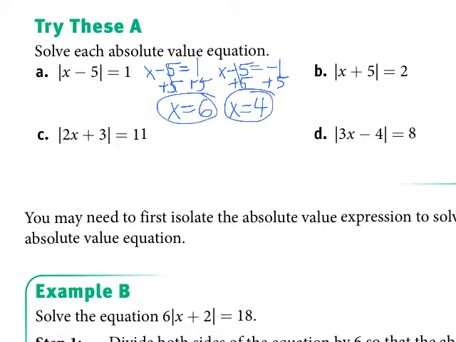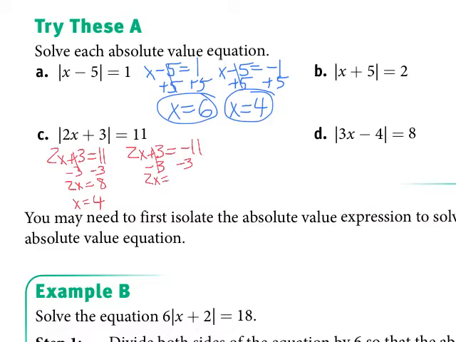Okay, let's do C. So whatever's inside the absolute value has to be 11 spaces away from 0. So 2x plus 3 could be 11, or 2x plus 3 could be negative 11. So now I solve those 2. 2x equals 8, and x equals 4.